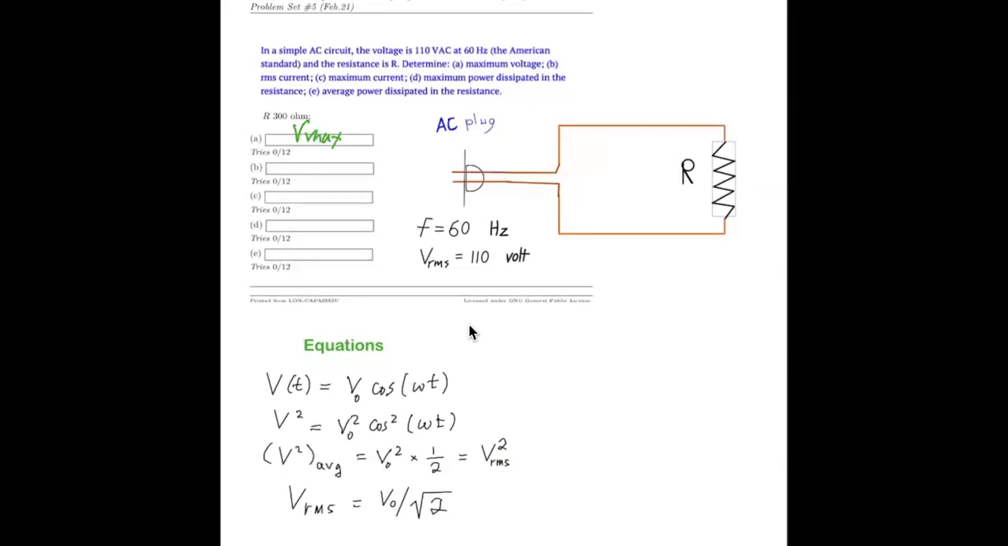Part B is what's the RMS current? So that's IRMS. C is the maximum current, so that's Imax. Again, the difference between the maximum or the peak value and the root mean square value is just a square root of 2. D is the power, maximum power. E is the average power.